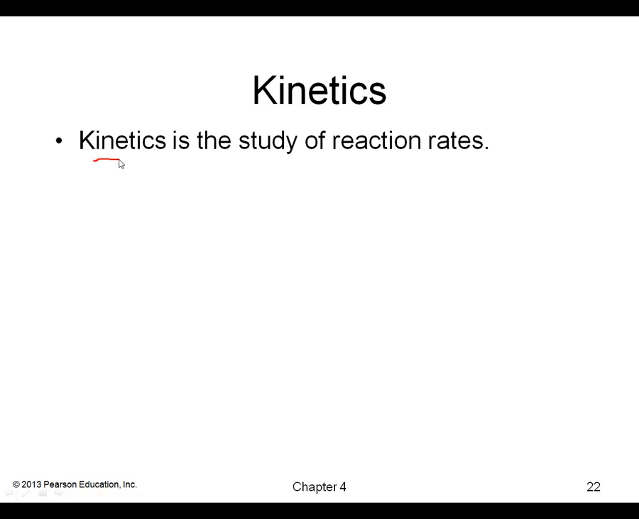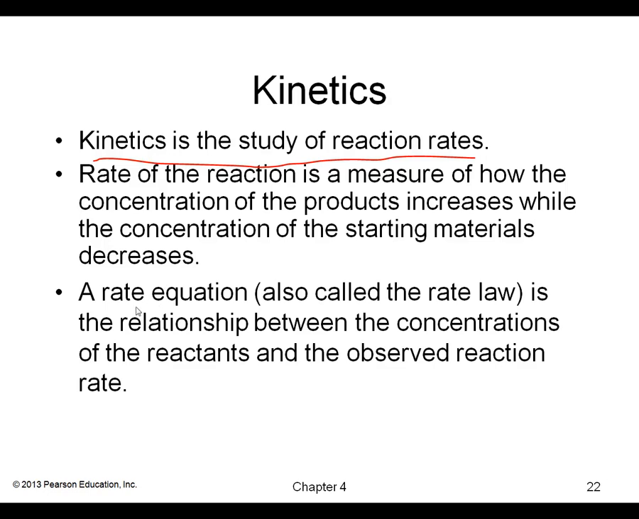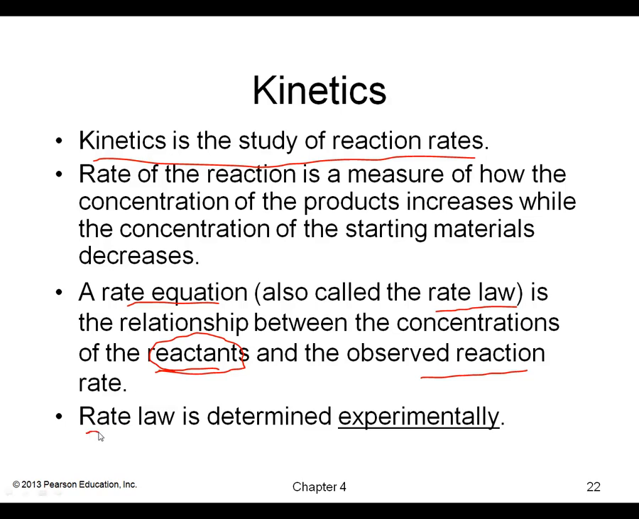Okay, kinetics. When we look at kinetics again, we're looking at the reaction rate. The rate of reaction is a measure of how the concentration of products increases while the concentration of starting materials decreases. A rate equation, often called the rate law, is the relationship between the concentrations of the reactants and the observed reaction rate. You might remember this from general chemistry. And remember, the rate law is always determined experimentally. You can never predict it.